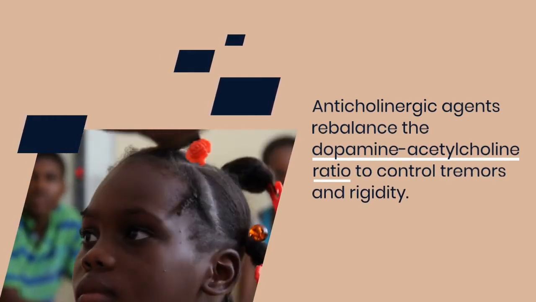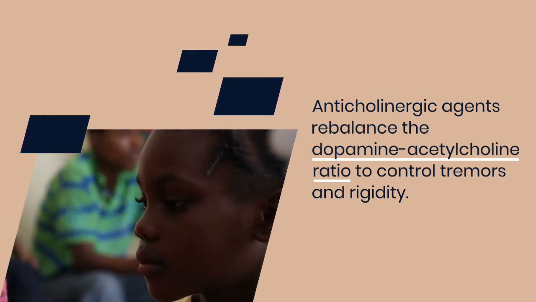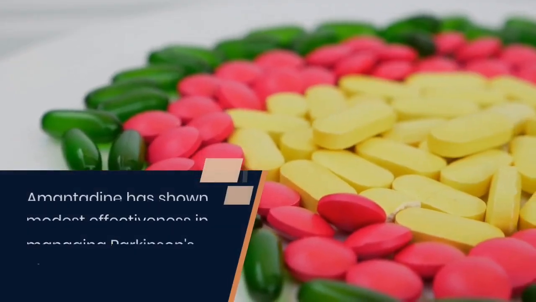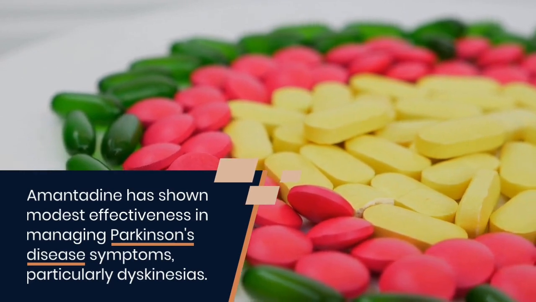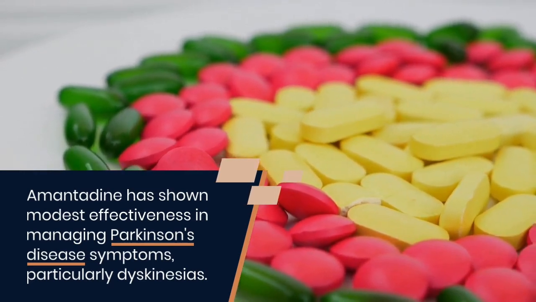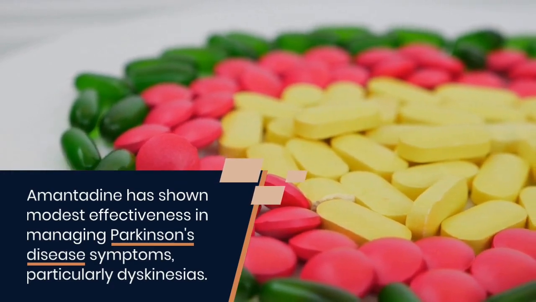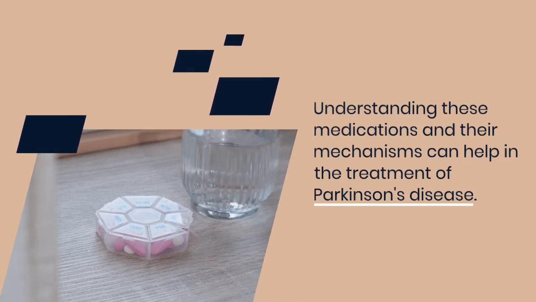6. Amantadine. Initially developed as an antiviral medication, amantadine has shown modest effectiveness in managing Parkinson's disease symptoms, particularly dyskinesias. Its exact mechanism of action is not fully understood, but it is believed to enhance dopamine release and block glutamate receptors.